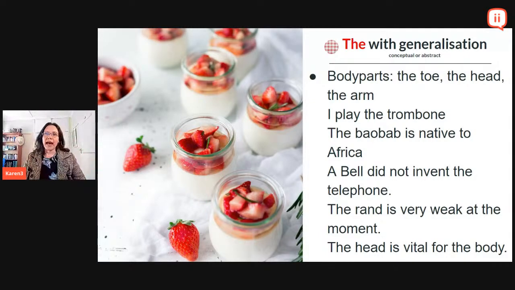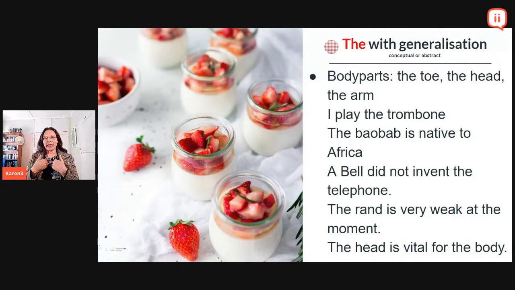Now, let's give you an example. I play the trombone. No, I don't, but that's an example. I play the piano. I play the flute. So we don't say "I play piano." I play the piano, and that means any piano in the world. It's about the activity that we're doing. So when we use "the" in this generalized sense, when we're talking about a musical instrument, it's about the activity. Then the baobab, meaning all baobab trees: the baobab is native to Africa. Then, Alexander Bell did not invent the telephone. The Italians seem to have a prior claim, although that has been disputed, okay?